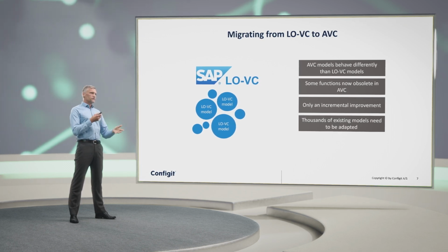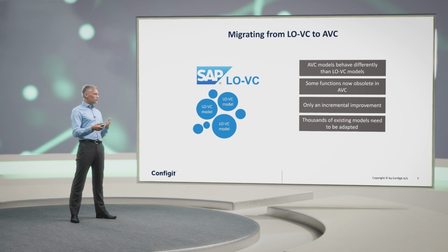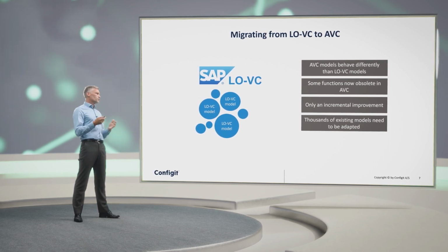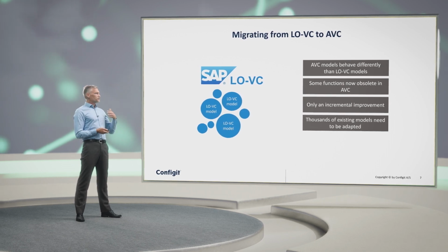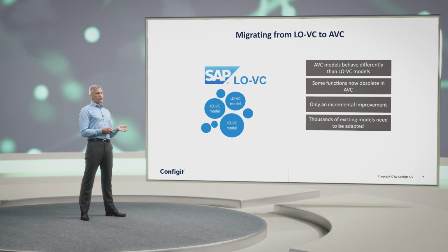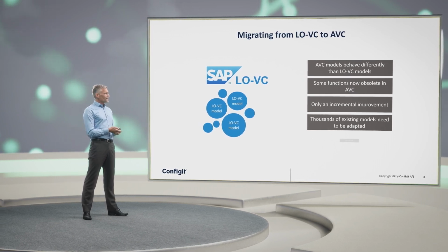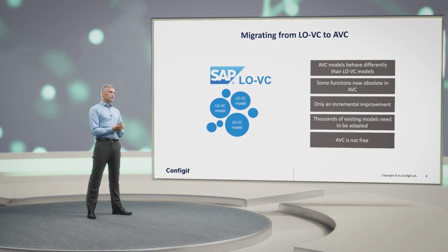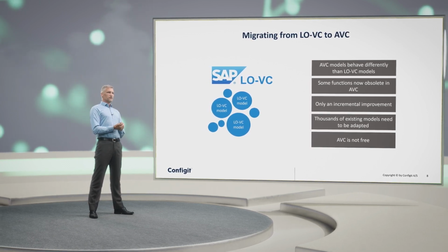Because of the differences in the two configurators, both in the syntax but also the semantics of these two worlds, you potentially need to adapt hundreds or maybe even thousands of product models if you want to migrate. And lastly, AVC is not free, so there's also an economic aspect to consider.